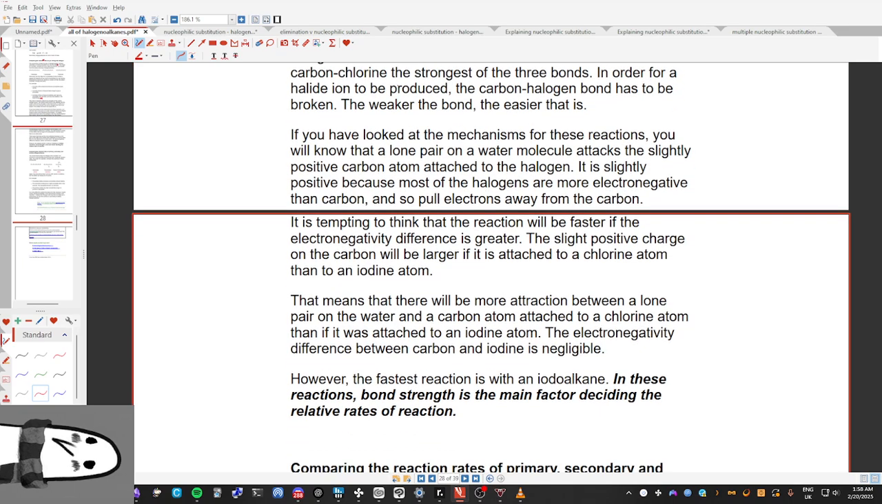You might think that the reaction will be faster if the electronegativity difference is greater. The slight positive charge on the carbon will be larger if attached to a chlorine atom than an iodine atom. Yes, you would think the reaction is faster. However, wait, sorry. This means that there will be more attraction between the lone pair on the water and a carbon atom attached to a chlorine than if it was attached to iodine. The electronegativity difference between carbon and iodine is negligible.